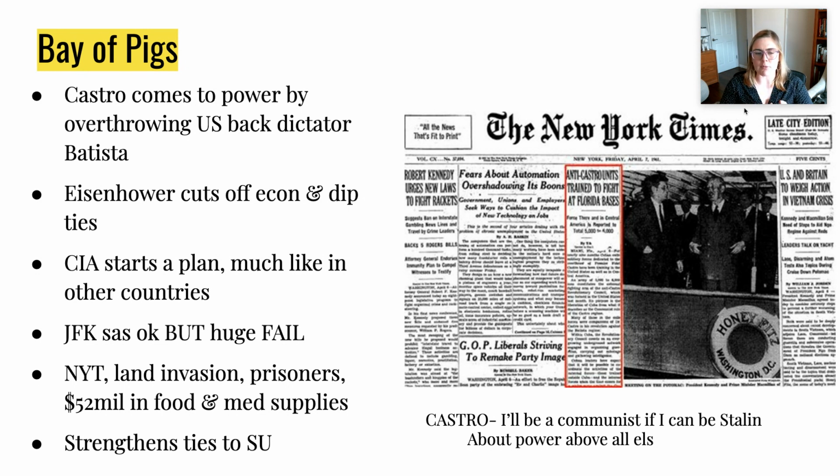The other thing I want to point out about Castro is he's known to have said that I'll be a communist if I can be Stalin. So he wasn't necessarily a communist when he was rising to power or when he was talking about overthrowing Batista. He's more concerned about getting power. And so it's not just about the doctrine or the ideology of communism or whatever. For Castro, it's whatever is going to help him gain and maintain power.